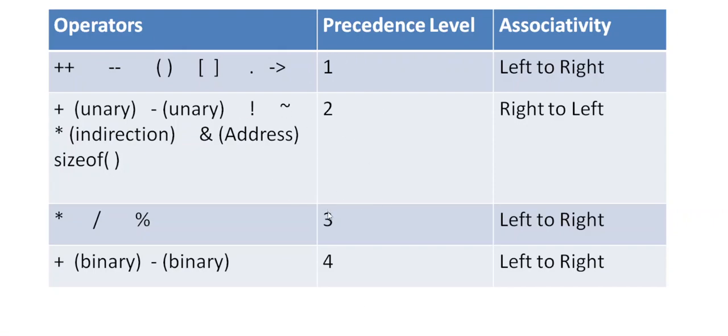So whenever you have expressions with multiple operators, those expressions are to be evaluated using the precedence rule. If you have operators of the same precedence, then you have to use the associativity rule. In most of the cases it will be left to right, except in a few cases where it is right to left. You have to remember these things.